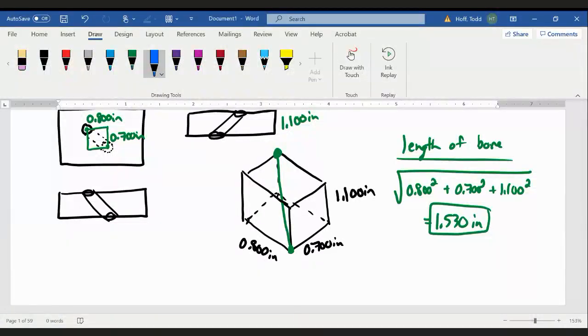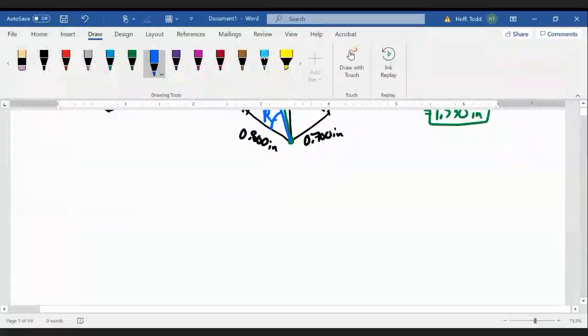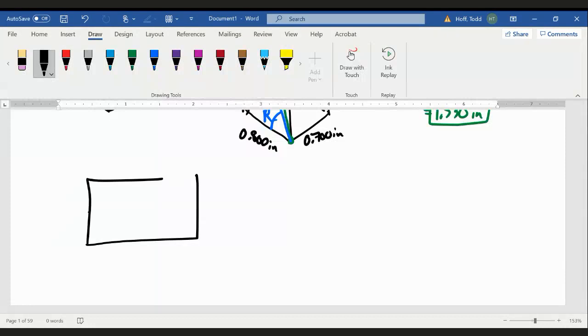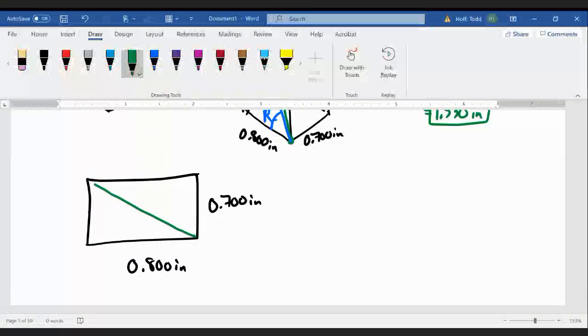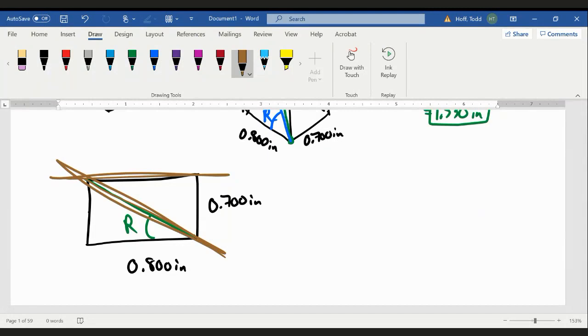Next, we want to find the angle of rotation. So if we're looking at the bottom of this, the angle of rotation is that angle right there. Again, if we're looking at it from the top, this is 0.8, this is 0.7. Our bore is going corner to corner across here. R, that's the angle. This would be the dimension that's normally lined up side to side on the table of the press. We have to rotate it that far so that this line is now lined up side to side on the press.